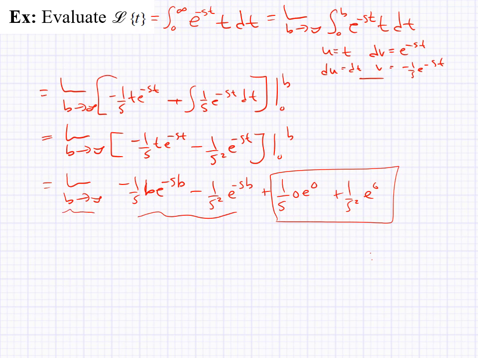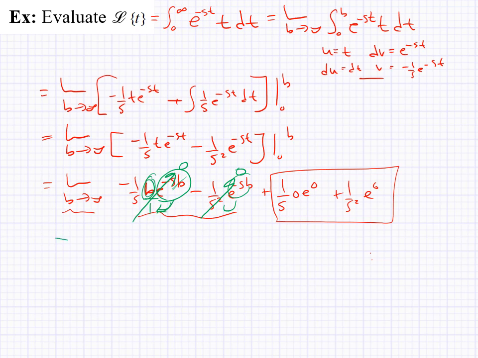Well, remember, e to the negative sb is actually going to be in the denominator here, and same thing here. So as b goes to infinity, this thing is going to go to infinity, but it's in the denominator. This is also going to go to infinity. So if you use L'Hopital's rule, we could take the derivative of the top and bottom, but notice the denominator is going to grow much faster than the numerator will. So this whole fraction is going to go to 0. Same thing here, this is going to go to 0 as b goes to infinity.